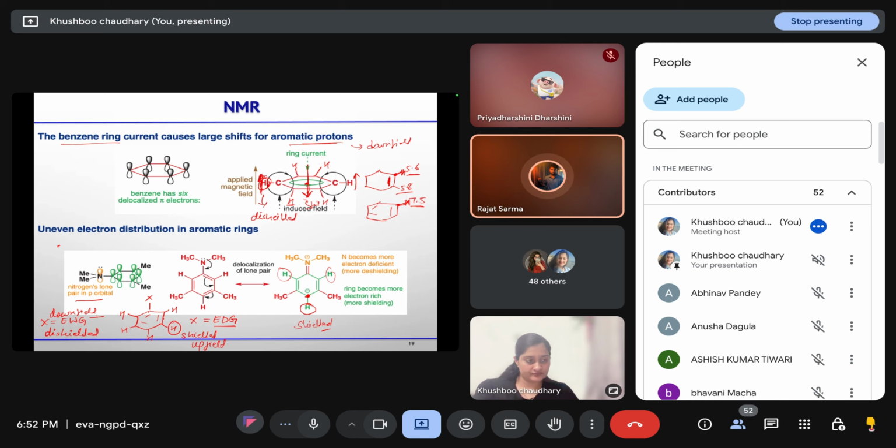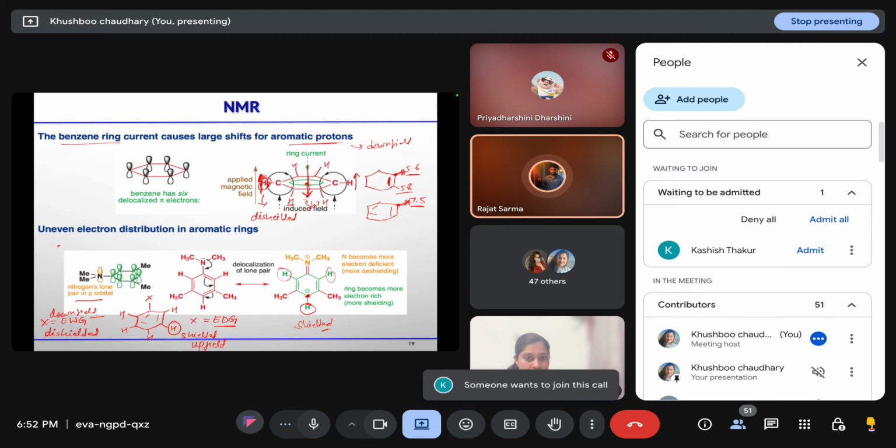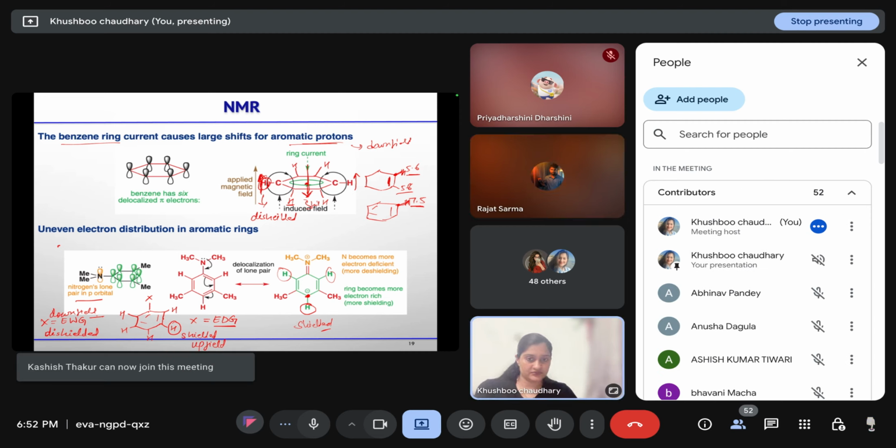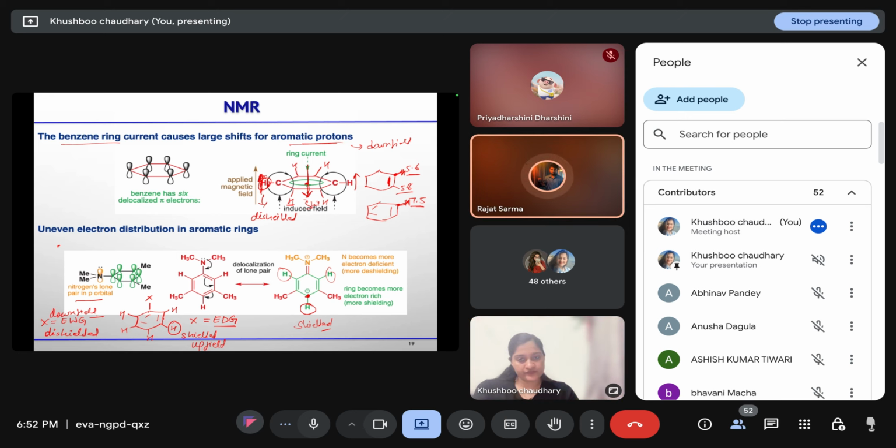In the case of an electron donating group, when the group donates electrons towards the benzene ring, it means the electrons are flowing inside the benzene ring. So the proton becomes shielded, because in this case the center opposes the magnetic field, so it is a shielded region. But in the case of an electron withdrawing group, it will tend to pull electrons. Since it is pulling electrons, it is becoming electron deficient. So it is aligning with the magnetic field. So that's why it is de-shielded.